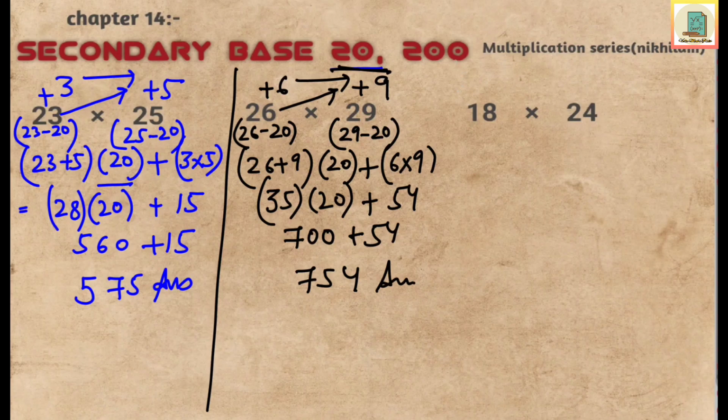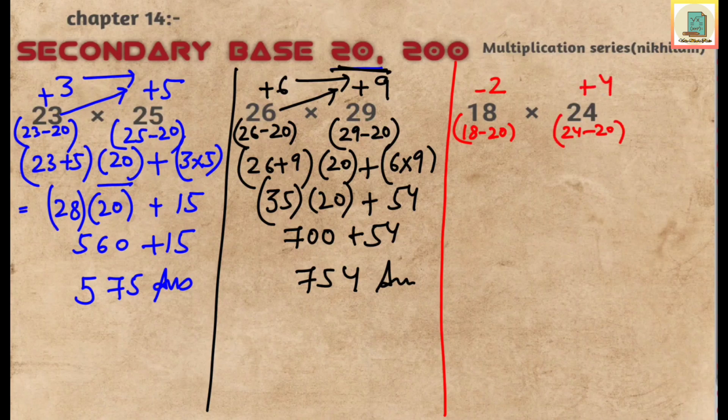Now let's understand the third question, which is slightly different from the first two questions. Now here 18 is near to 20 but is smaller than 20. So here we'll get the deviation as negative. So let's start: 18 minus 20 gives minus 2 as deviation, and 24 minus 20 gives plus 4 as deviation.